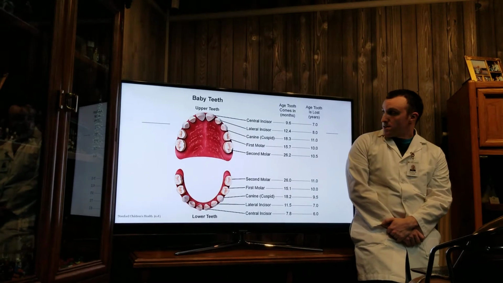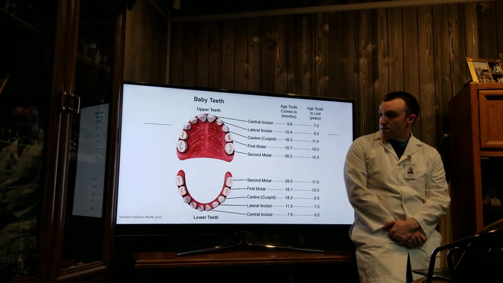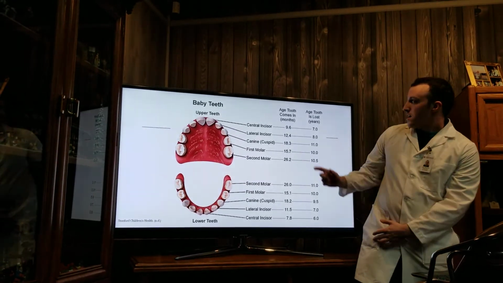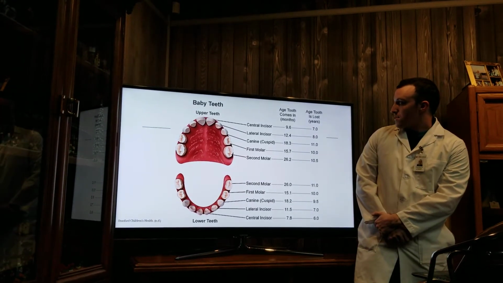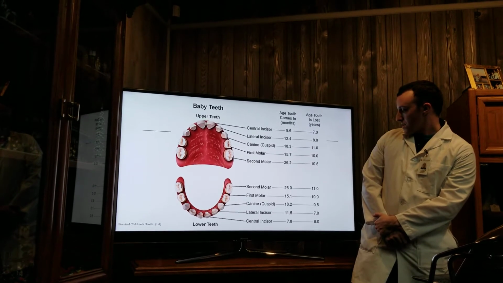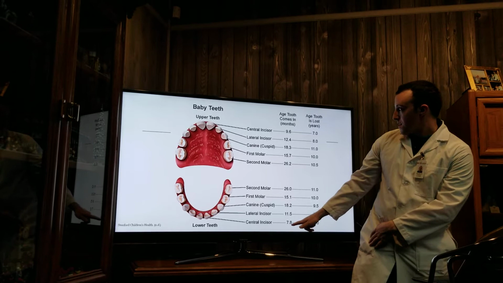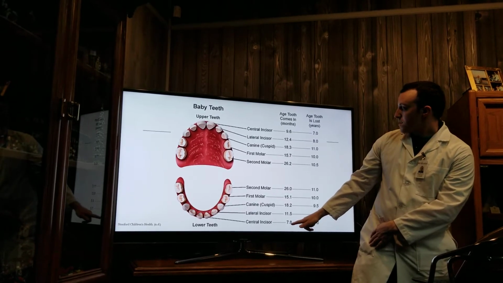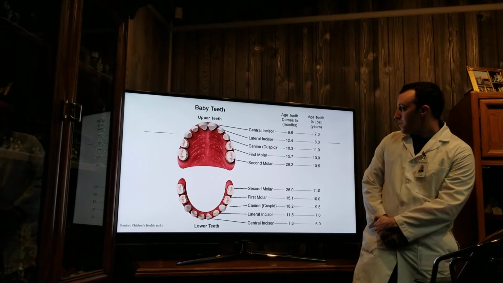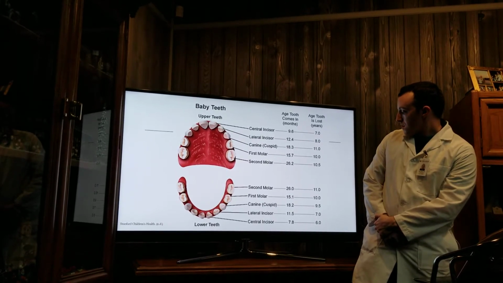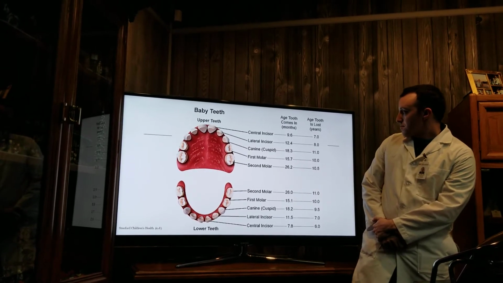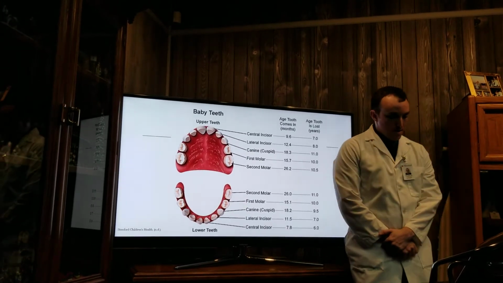So this is a slide that shows all the baby teeth. There's 10 teeth on the top, 10 teeth on the bottom, and this shows the age in months that the teeth on average come in. So we can see the central incisor, this says average 7.8 months. It's the first tooth to come in. And then this is the age teeth are lost in years. So about 11 is the oldest, but of course it varies from child to child.